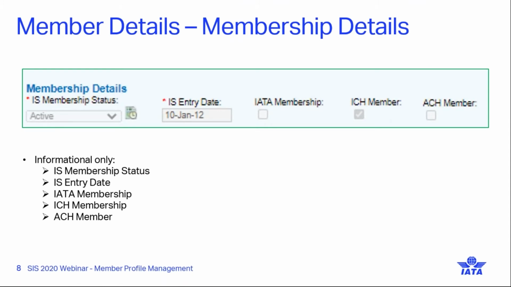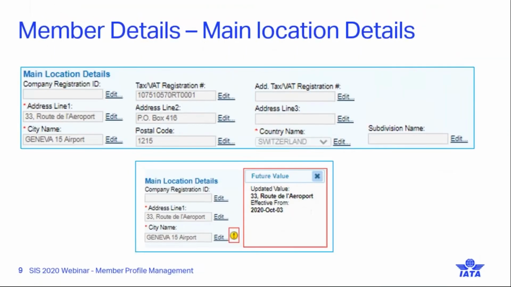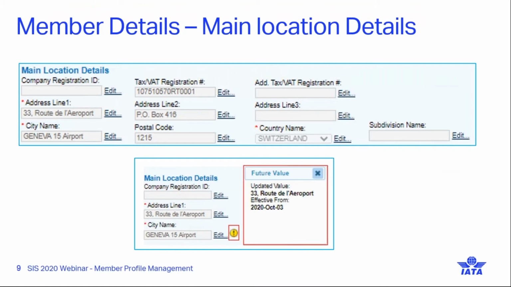Continuing to membership details. Here, this informational piece concludes with membership status, entry date, IATA membership, ICH member, and ACH member. Continuing to the main location details. This shows the main location, or in other words, the headquarter details, where you bill and receive invoices. In addition to the logo and company name, it is used to generate the legal invoice. Here you have the ability to edit company registration ID, tax/VAT registration, and the address. Note, any edits made here will only take place the following billing period.